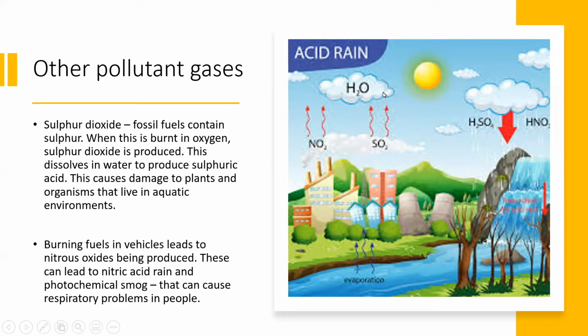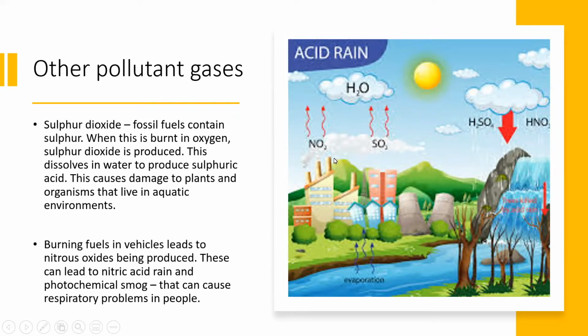Yeah, it dissolves in water in rain clouds, and it produces acid rain because it becomes sulfuric acid. And it rains down on the aquatic environments and the plants. It kills the trees. It can cause problems for aquatic environments. So it becomes too acidic for the animals and plants to live in the water as well.